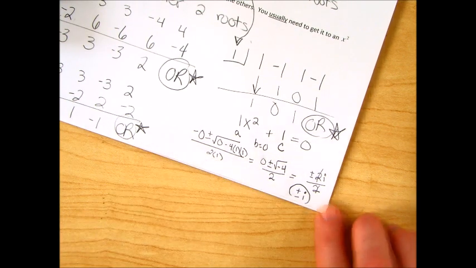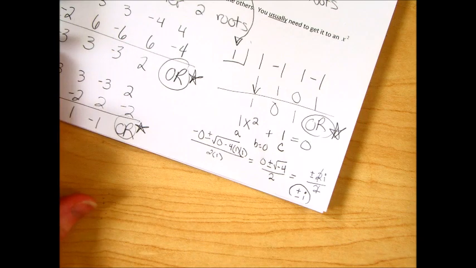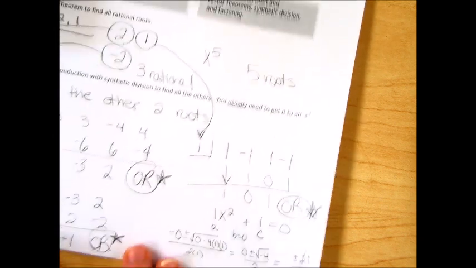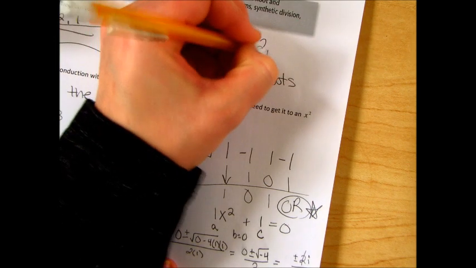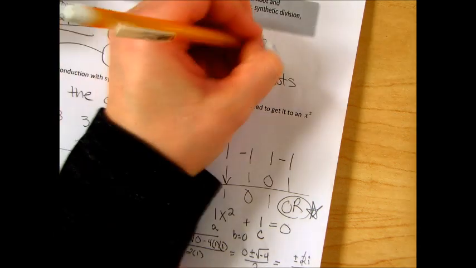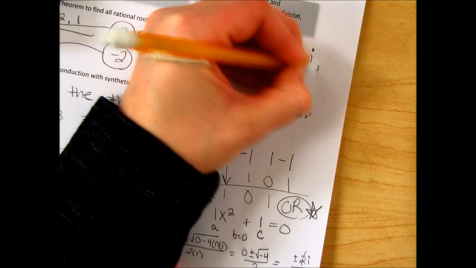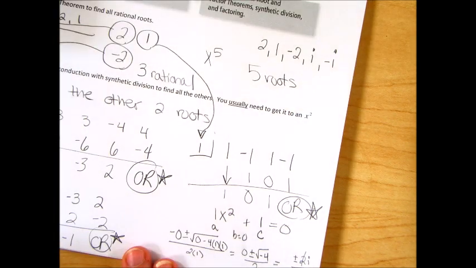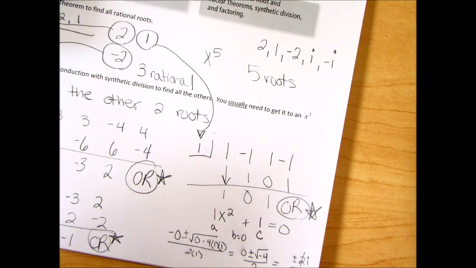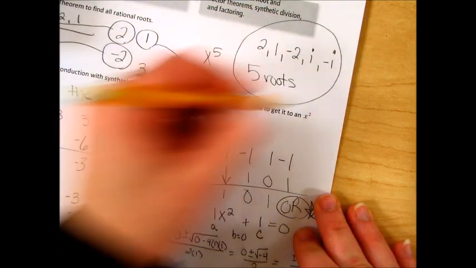There they are. So if I want to write all 5 of them and list them out, I sure can do that. Let's write the 5 roots that I got. I got 2, which was normal. I got 1. I got negative 2. I got i, and I got negative i. And if you count all those up, 1, 2, 3, 4, 5, we got 5 of them. So there they are.